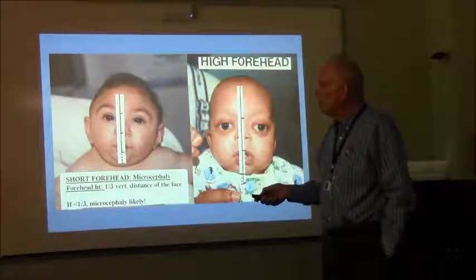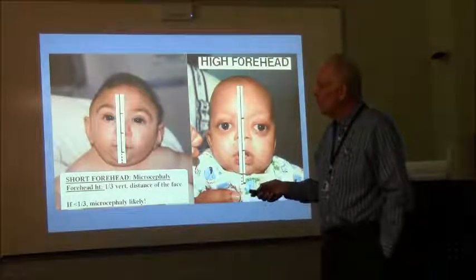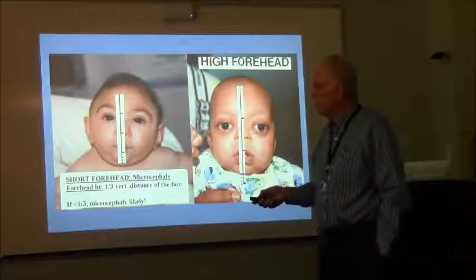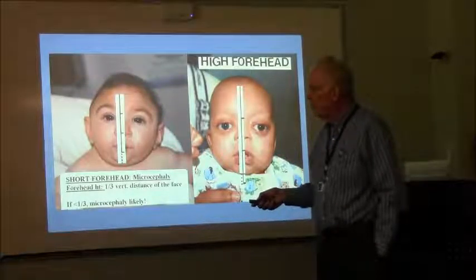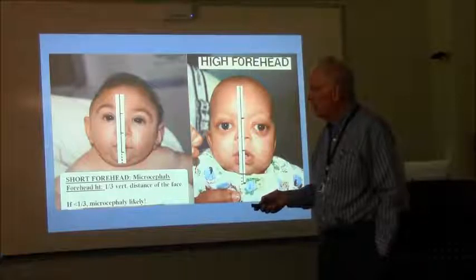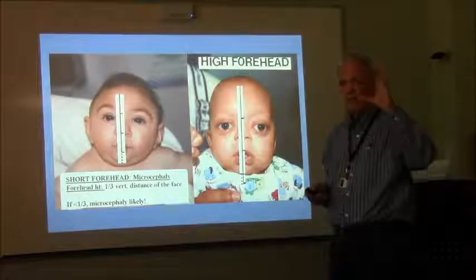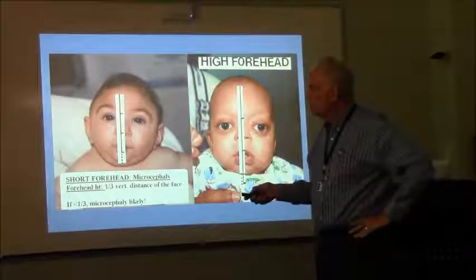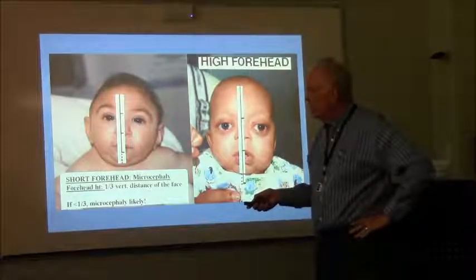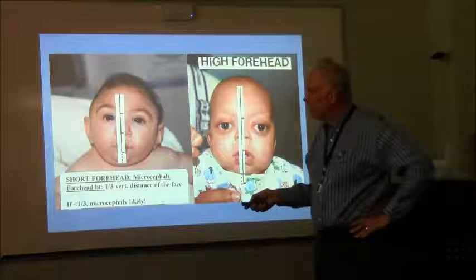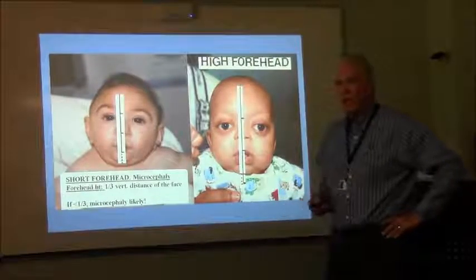But the forehead normally occupies 1/3 of the vertical distance of the face, and here's where it normally would fall, down here. So all the white area is where the normal length of the face would be judged. And you can see this individual's forehead, by using the 1/3 rule, only comes down to here, giving you a good indication that it is short.